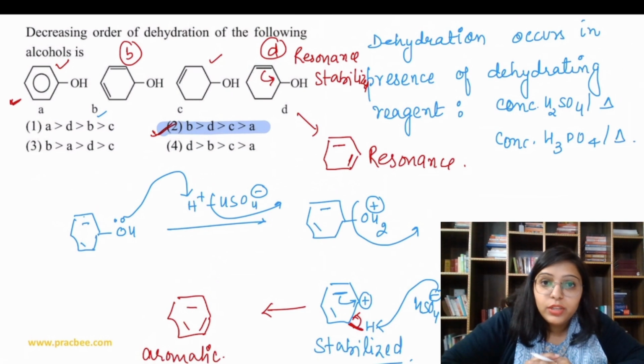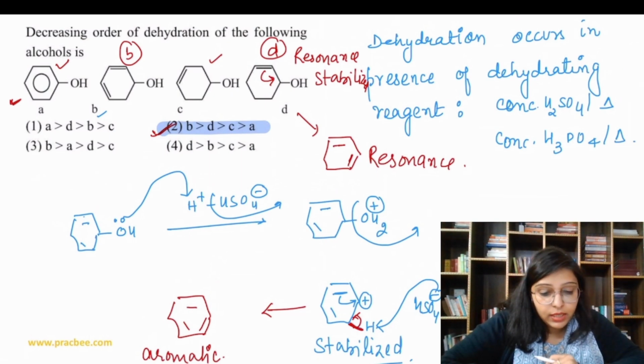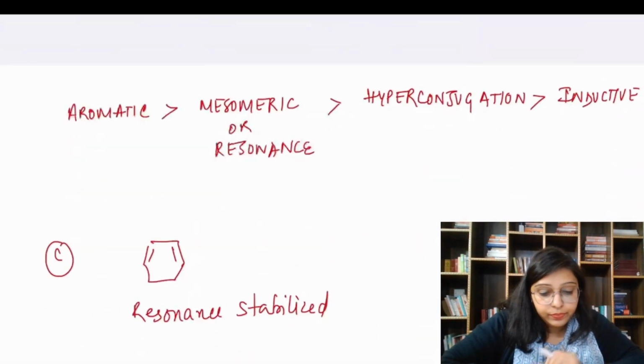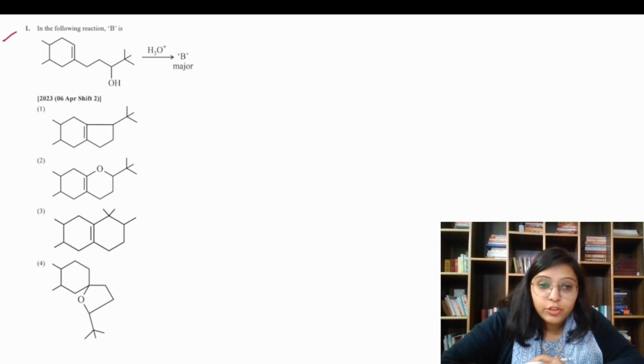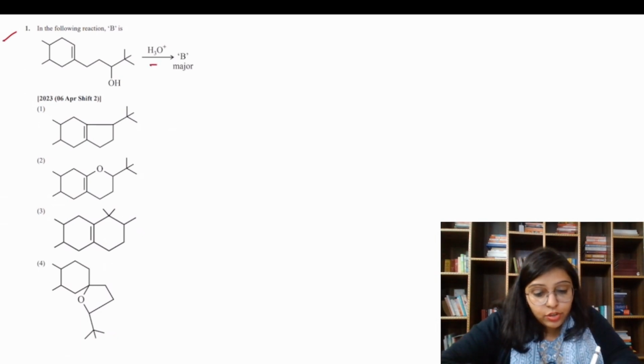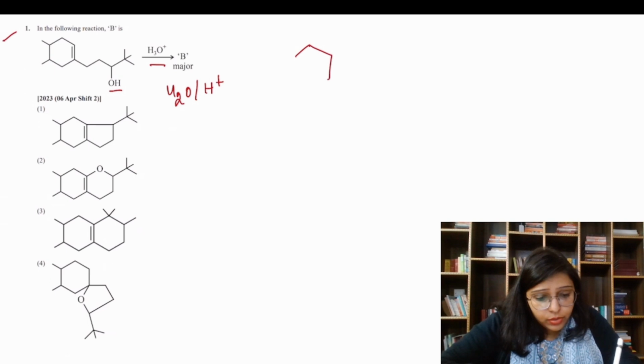So answer is going to be B, D, C, A. ठीक है? So option 2 is going to be the correct answer. Clear? Now moving on to the next question. In the following reaction B is, so H2O positive है, OH. So it means that is H2O in the presence of H plus, right? H2O in the presence of H plus. So what we are going to do? We are going to do dehydration.